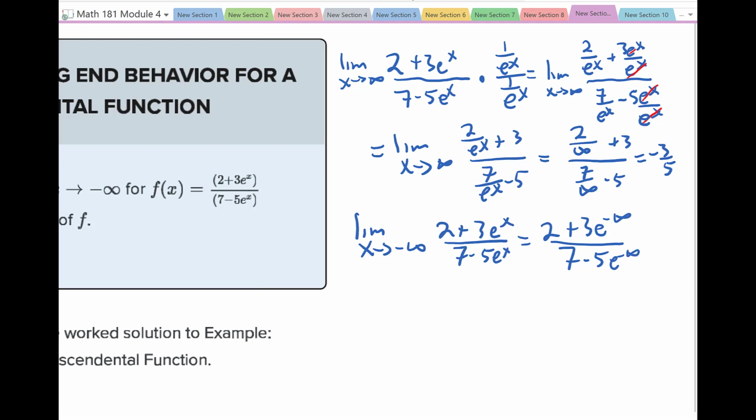So in this case, this becomes 0, and this becomes 0, because it's 3 over e^infinity. It's 5 over e^infinity, or negative 5. So our result would be 2/7.